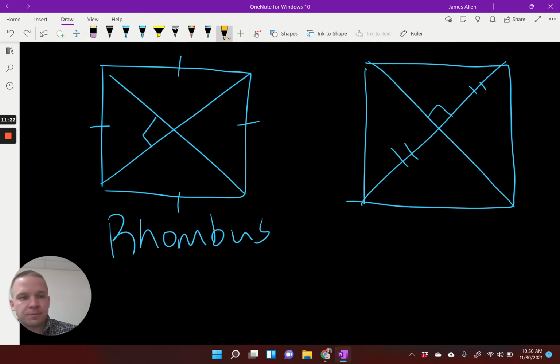Cool? Next one. Here I've got, once again, perpendicular diagonals. This time, I've got one pair is bisected as well. So one diagonal perpendicularly bisects the other. That is a property of a kite. We can't say that it's a rhombus because the other two, these would also have to be congruent as well to be a rhombus. So in this case, we're going to say it's a kite. Cool? Awesome.